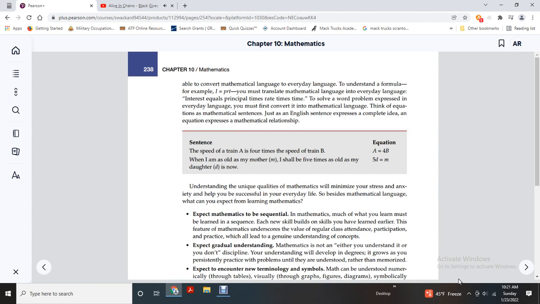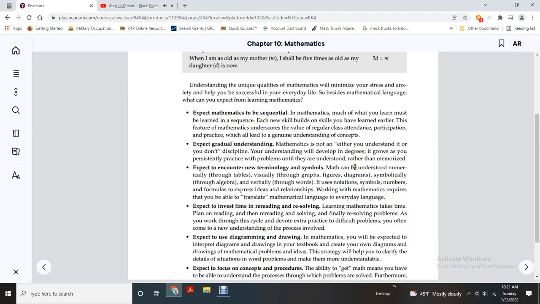Think of equations as mathematical sentences. Just as English sentences express a complete idea, an equation expresses a mathematical relationship. For example, the sentence "the speed of train A is 4 times the speed of train B" becomes the equation A equals 4 times B. "When I am as old as my sister, I shall be 5 times as old as my daughter is now": 5 times the daughter equals the mother. Understanding the language of mathematics will minimize your stress and anxiety and help you succeed in your everyday life.